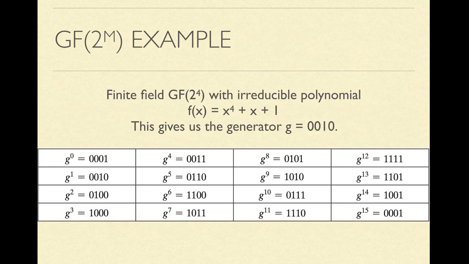So let's run through an example of this. Let's suppose we have the finite field GF(2^4) with the irreducible polynomial f(x) equals x^4 plus x plus 1. So this gives us the generator g equals 0010. That's the binary form. And if we go through and solve all the powers of g, that'll give us this chart. So g^0 is 1, g^1 is itself, 0010. g squared, you just multiply x by x, you get x squared, so it's 0100 in binary, and etc. And that would fill that chart out.